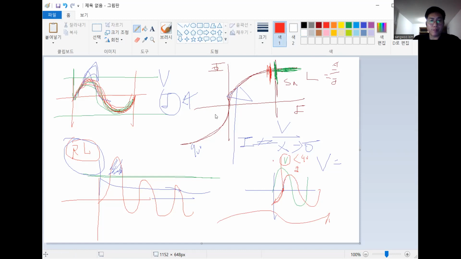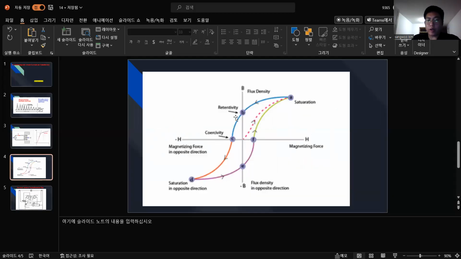Let's move on. So here, you guys can see the retentivity point B here. This is the hysteresis, we already learned, right? Even though we removed the current, the retentive flux still exists in the core. That's why it makes the inrush current even bigger.